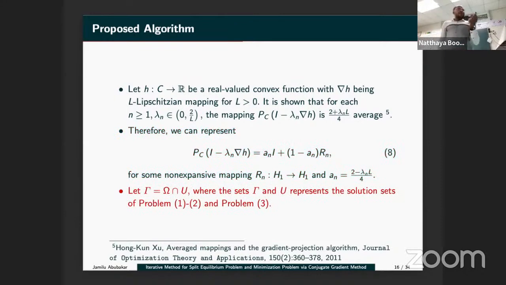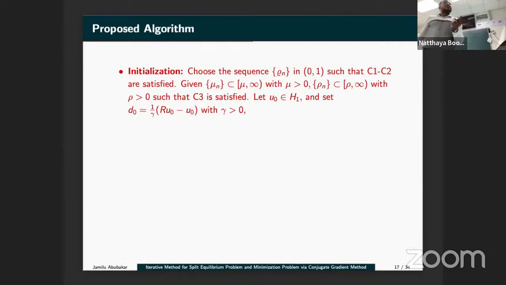So now for the sake of our analysis, let's suppose the solution set of the common problem to be this Gamma, and this to be U to represent the solution set of the minimization problem, and Omega to represent the solution set of the split equilibrium problem. Remember, we want to find the common problem, so we are interested in the intersection. So now let me introduce the proposed algorithm.